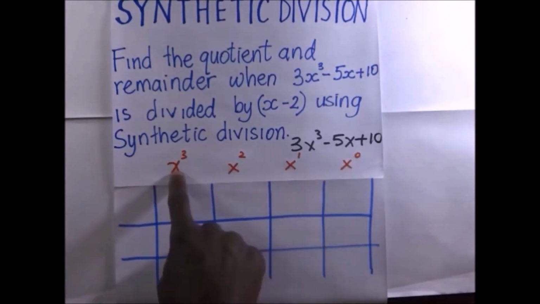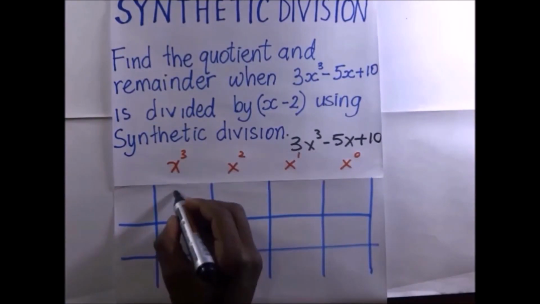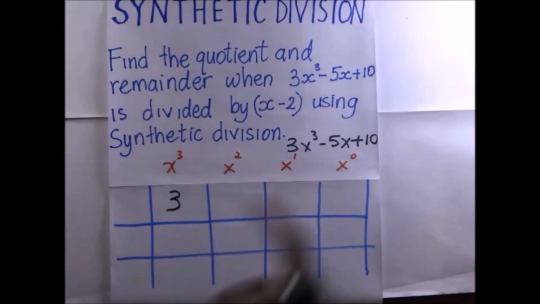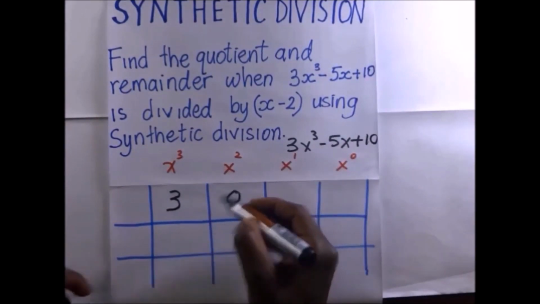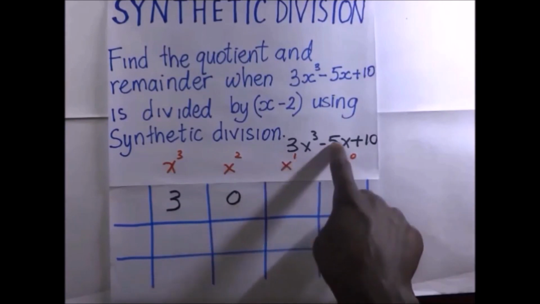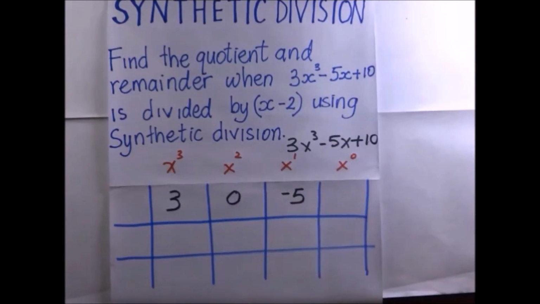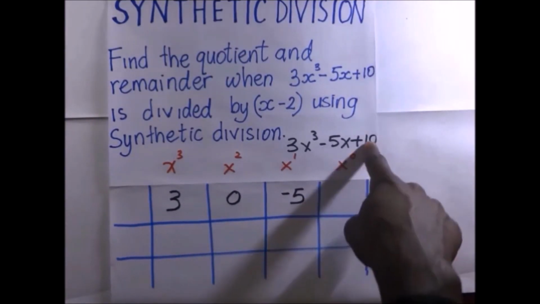So it means that our coefficient of x to the power 3 is 3. So we put here the 3. For x to the power 2, we do not have any such term, so that is 0. Our coefficient of x to the power 1 is -5. Our coefficient of x to the power 0, any number to the power 0 is 1, so the number here is 10.